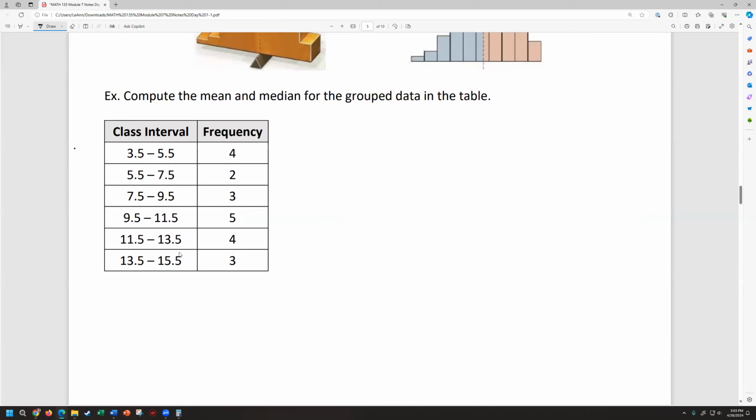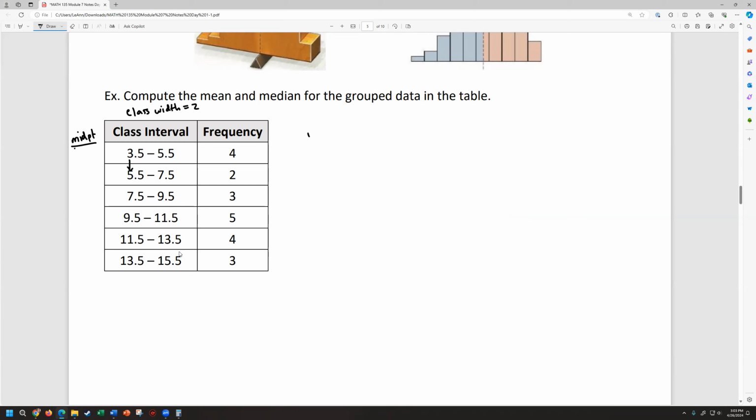The first thing you're going to do is find the midpoint of each of these intervals. Now, I'm going to show the work for one of them, and then I'm going to show you a nice thing about this. Notice this has a class width. If you look from here to here, the class width is 2. Because if you add 2 to each beginning, that gets you the beginning of the next group. So our class width is always 2.